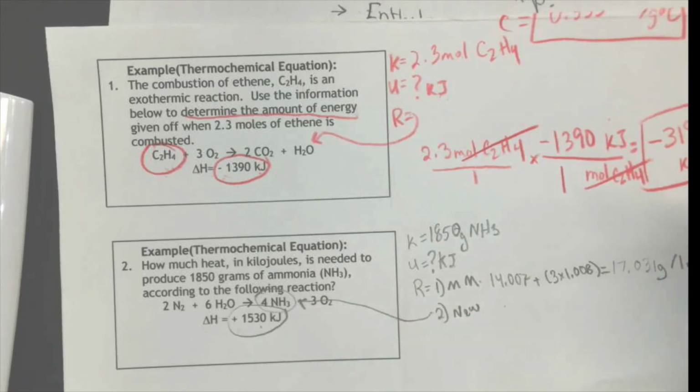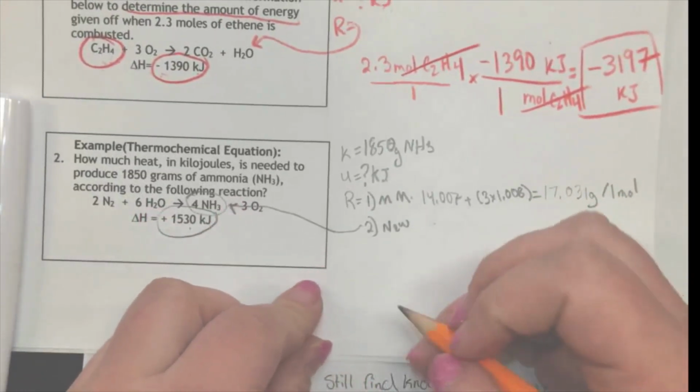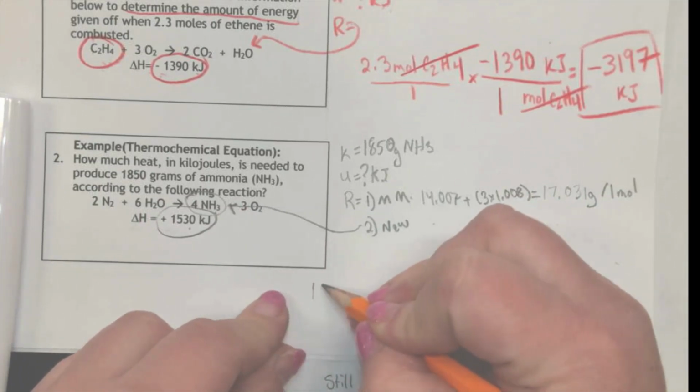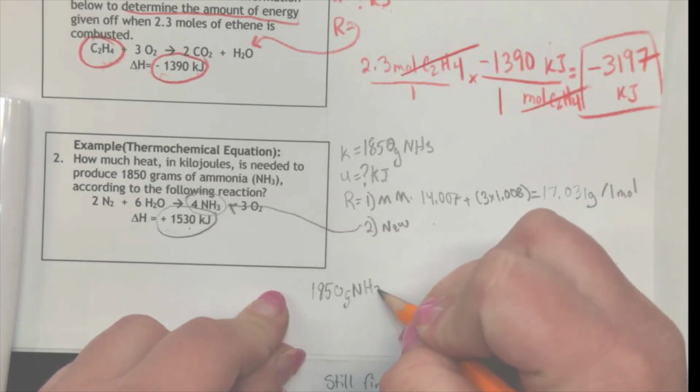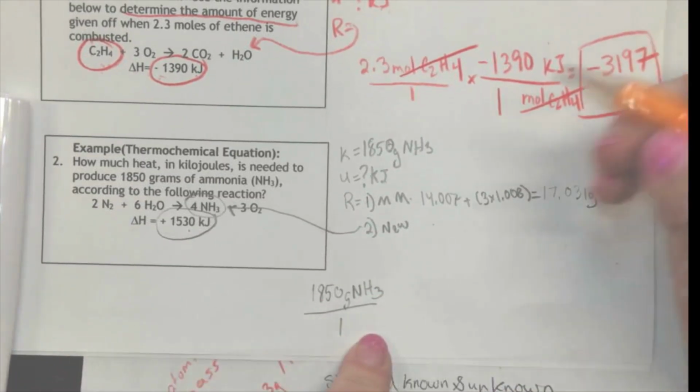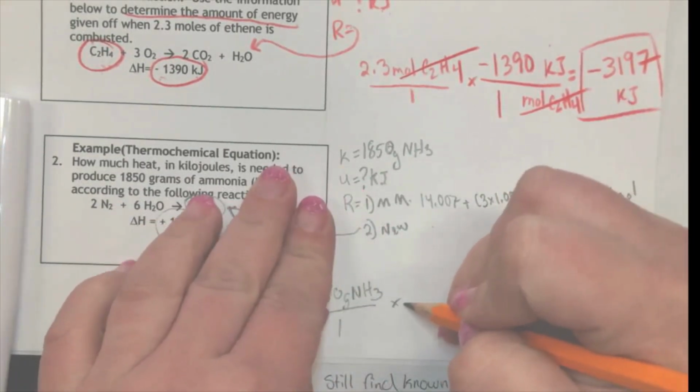Okay, now we just make a calculation. You're going to put your known down first. You can make it into a fraction. I think I'm going to do that. Remember, this is the known, not the relationship. There's 2 relationships, so you need 2 fraction lines.